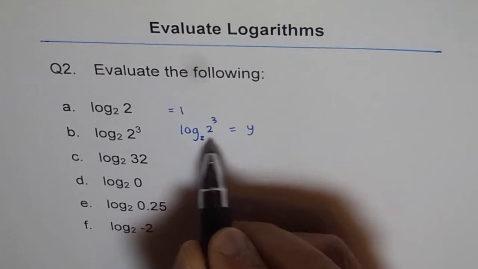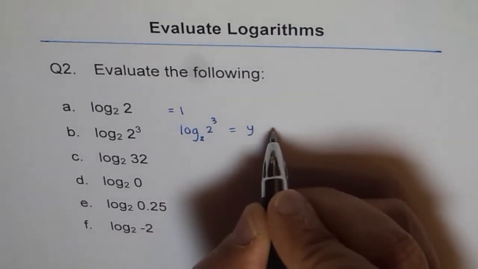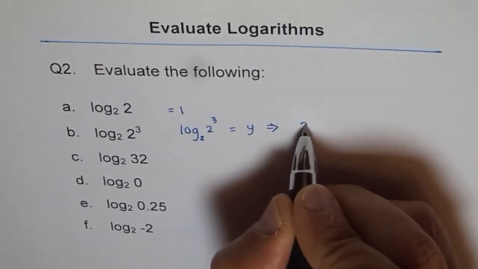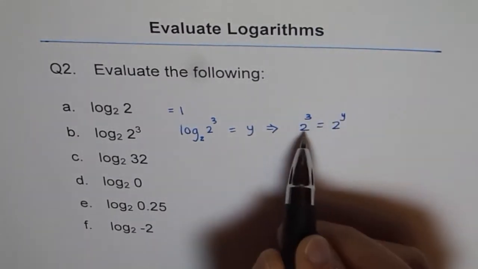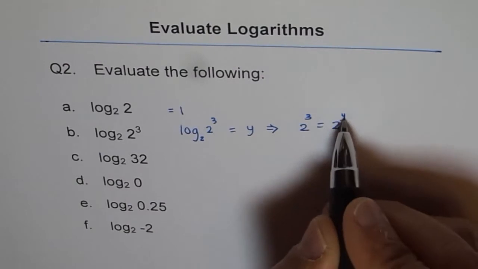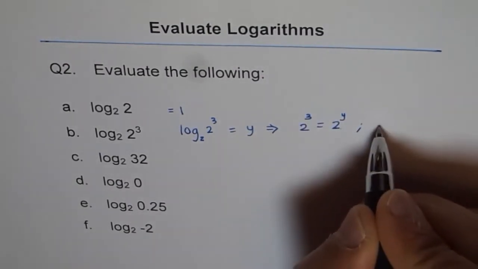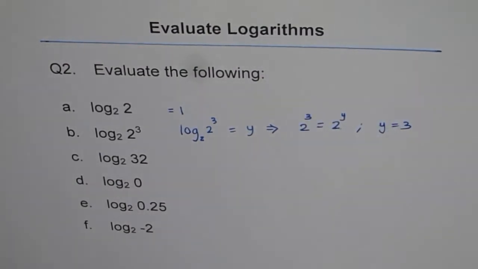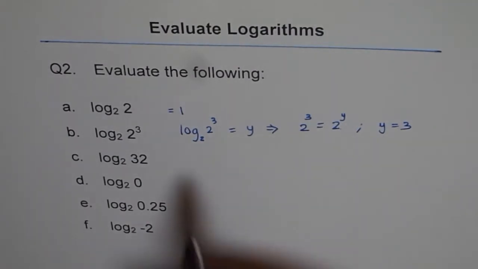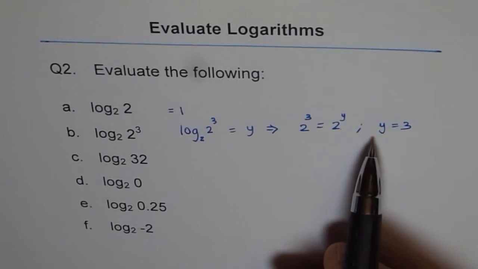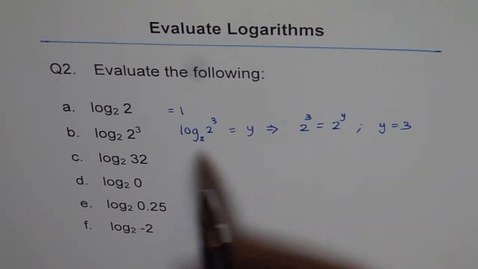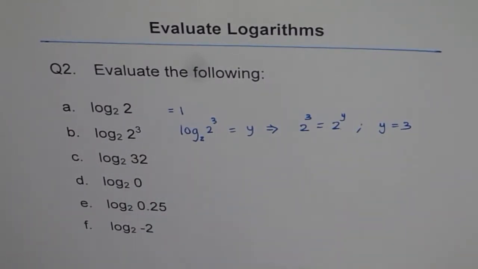Then we can say 2 to the power of y is 2 cube, right? Then from here we can say that 2 cube is equal to 2 to the power of y. Since we have the same base, we can say y equals 3, and that becomes our answer. Do you see? So that is the way to calculate it. y equals 3, right? So we'll follow this method to calculate such problems, correct?